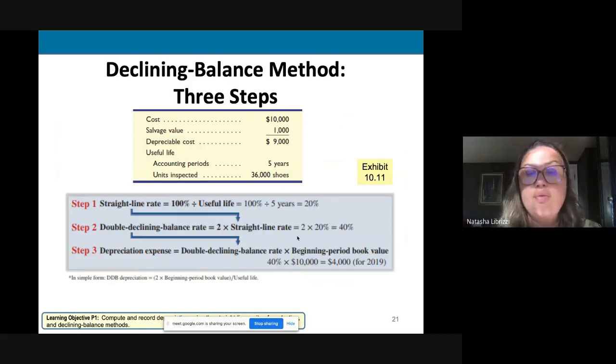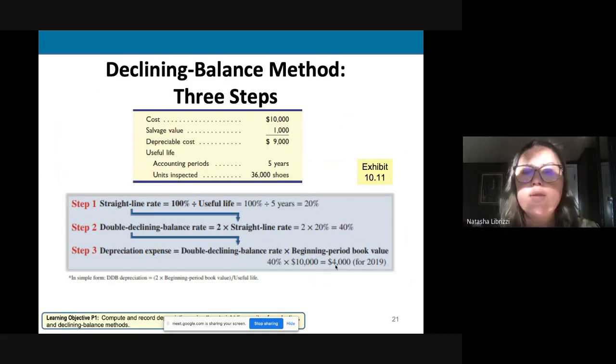So the very first year, we're not going to start with 9,000. This is another mistake I see students make sometimes. We will stop at 1,000. However, we always start with a cost of 10,000 or whatever the cost is. So we start on a high end. So we're going to start with 10,000 times 40%. So first year depreciation is $4,000.